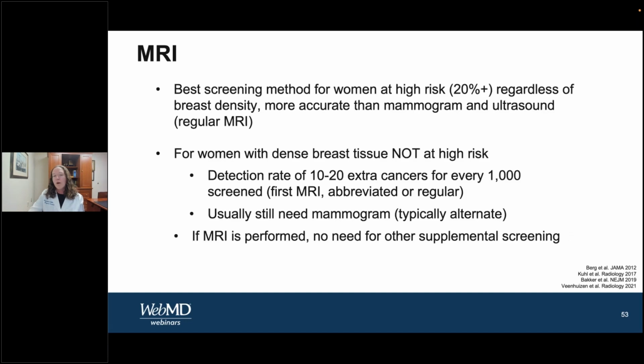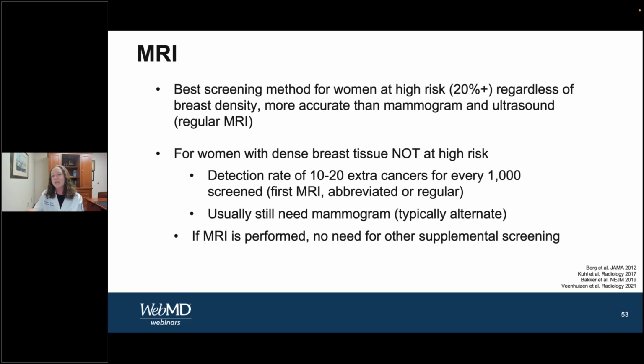So we know from years of research and data that MRI is the best screening method for women who are at high risk of breast cancer. And again, that's defined as a risk of breast cancer of greater than 20% over your lifetime, regardless of their breast density. And we know that it's more accurate or more sensitive than mammograms and ultrasound.